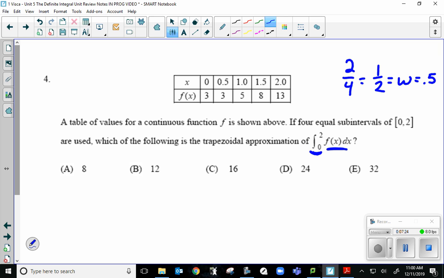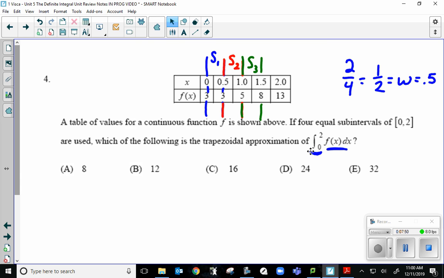That means I'm going to start right at 0 and go to 0.5. You see, I'm going right on them. That's my first subinterval. Subinterval 2 will go from 0.5 up 1/2 to number 1. Subinterval 3 goes from 1 to 1.5. And subinterval 4 goes from 1.5 to 2. That is 4 equal subintervals.